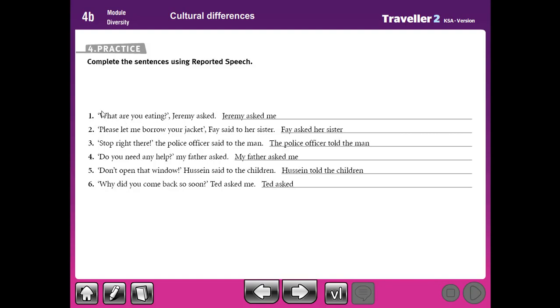And we remove the quotation marks and the question mark. That's very good. So this is the final sentence, the reported one. Please let me borrow your jacket.